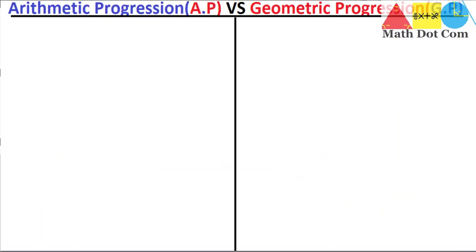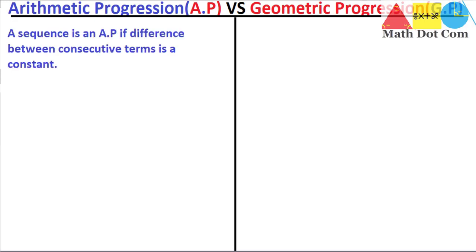Hello everyone, our today's topic is how arithmetic progression differs from the geometric progression. Keep this in mind that progression and sequence are the same thing, so you can say arithmetic sequence or the geometric sequence. So we'll start with the definition of the arithmetic sequence. That is, a sequence is an arithmetic progression if the difference between the consecutive terms is a constant.